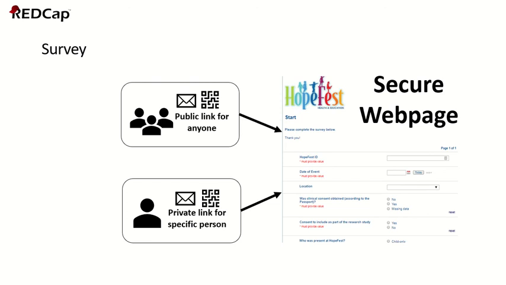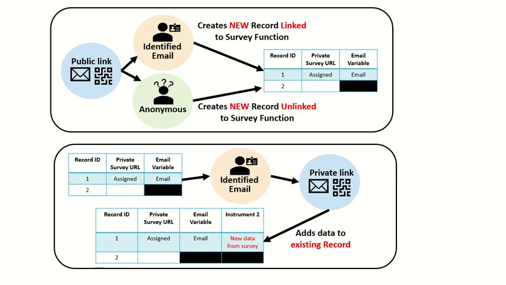So I kind of wanted to dive a little further into this concept of surveys because it can be a little confusing. There's this nuance that's a little odd. So we're going to start with the first option, which is a public link. So if you have a public link, you might have an identified person that you want to send it to. When you're using the public link, there is automatically no information in the database.